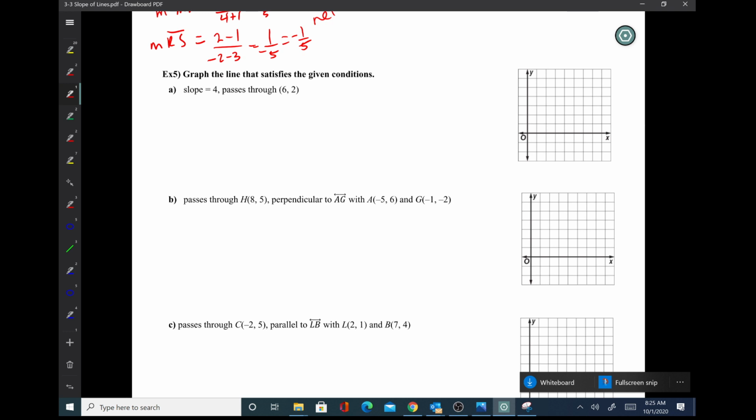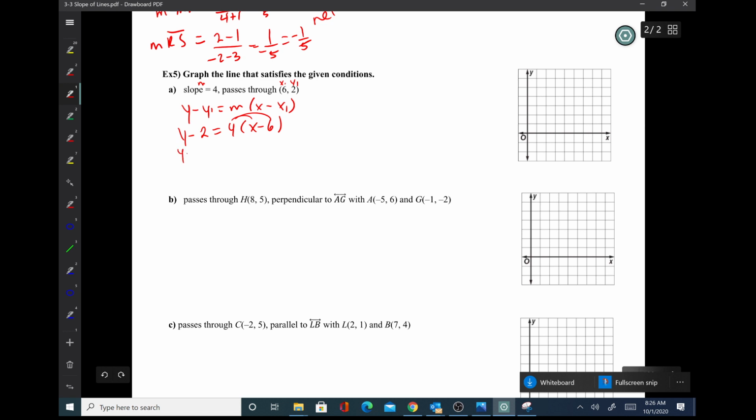All right, example 5. Graph a line that satisfies each condition. It has a slope of 4 and passes through (6, 2). All right, so don't forget the point-slope formula. y minus y1 equals m times x minus x1, right? The slope is 4, and this is x1, and this is y1. So all we have to really do is just plug in the numbers, right? So y minus 2 equals 4 times x minus 6.